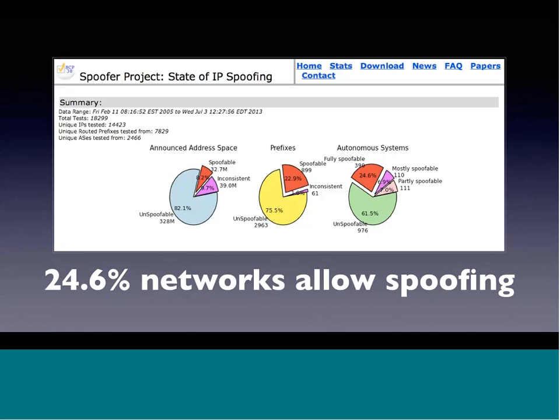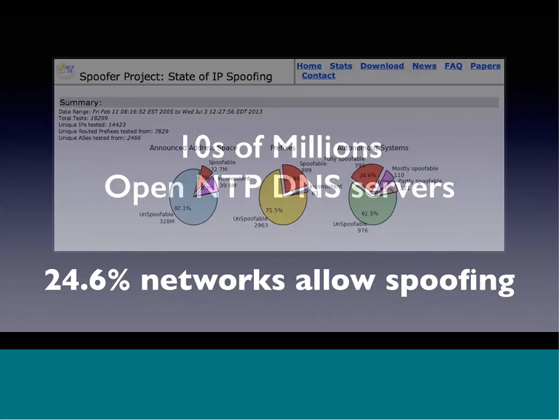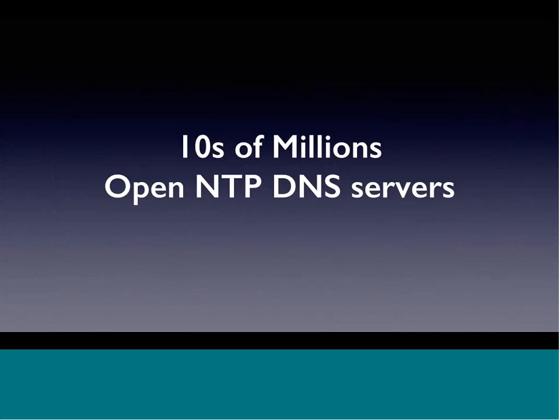So the call to action is, if you run a network or a DNS server or a name server or an NTP server, you want to make sure that your networks are not allowing spoofing and that you're not running an open resolver. And there are, as we saw, 28 million open DNS name servers, but there are also tens of millions of misconfigured NTP servers as well, the Network Time Protocol.